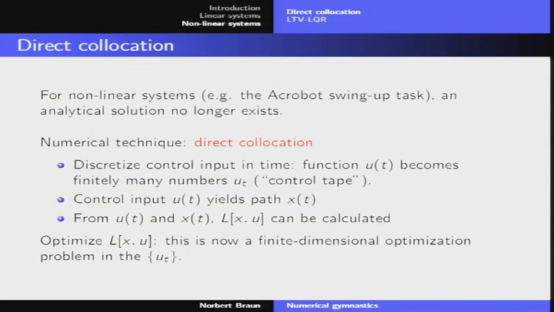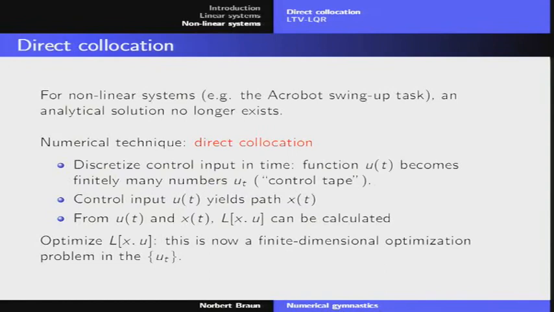So now, of course, there's a swing up task remaining. And we have to solve this numerically. And the technique which I'm going to tell you something about is called direct collocation. And as all numerical techniques, it's based on discretization. So what we do is we take this function u of t, remember that's our control input. Now, of course, at first this is infinite dimensional. It's a function. At any time you can do anything you want. And then after discretization, it becomes finitely many numbers u_t. We call this a control tape.